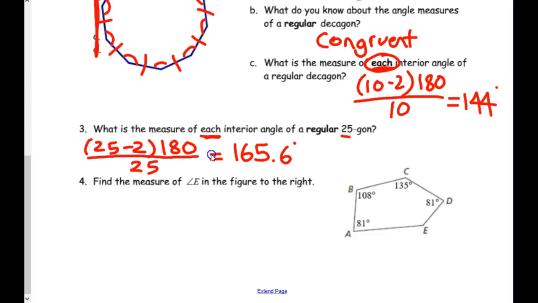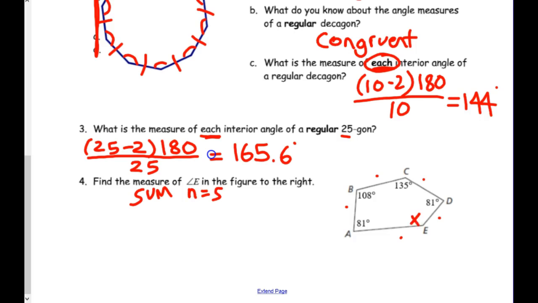All right, and then last but not least, on number 4. Now, this is kind of like a challenge. It's a 5-sided figure, right? 1, 2, 3, 4, 5. So I know 4 angles, but I don't know the 5th angle. Now, before I can figure out the 5th angle, I need to know what did they add up to. So what I need to find out is the sum. If I can find the sum of a 5-sided figure, then I can figure out the missing.